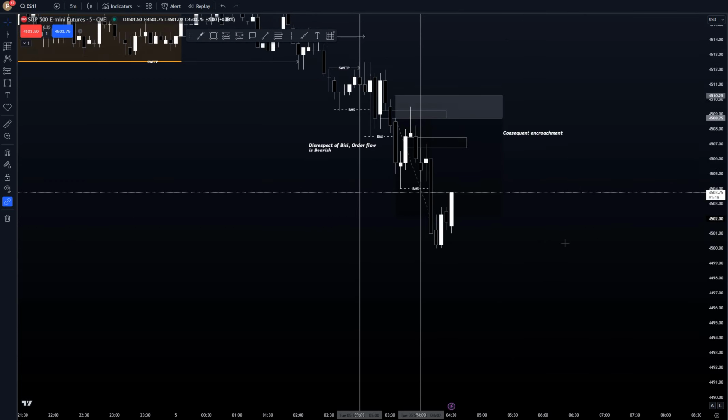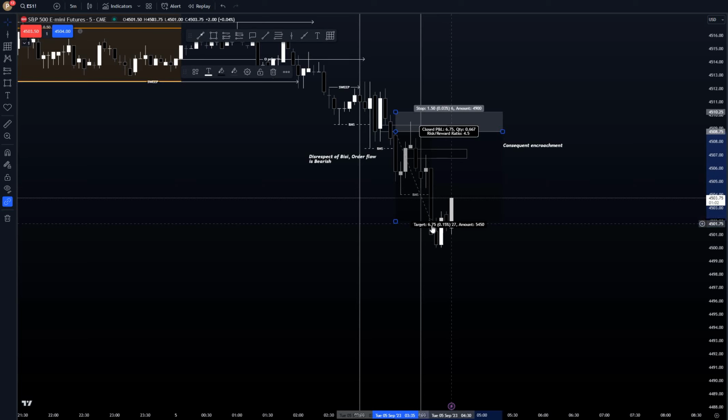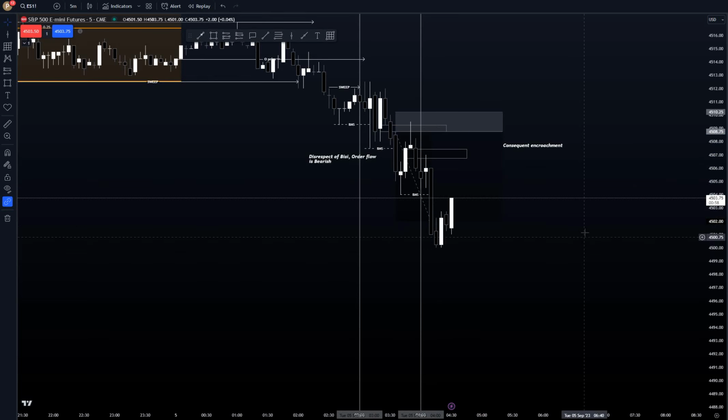Now, the draw on liquidity must be 10 handles or more. Obviously, that draw on liquidity is 10 handles, but your TPs should be at 5 handles, at least 5 handles. So when you got a 5 handle TP at least, now this is 6 handles, almost 7 handles. When you have a 5 handle TP, that is more than enough to get by.